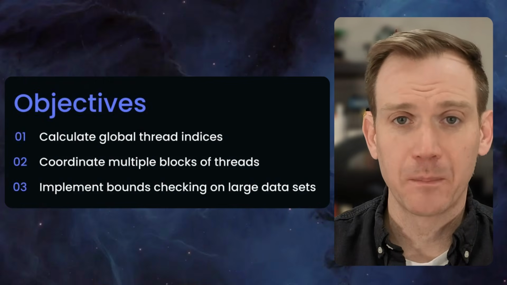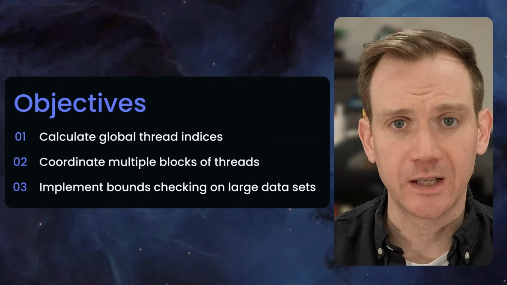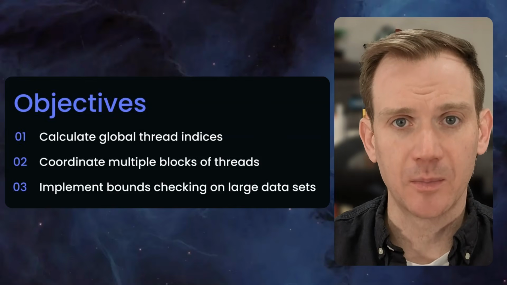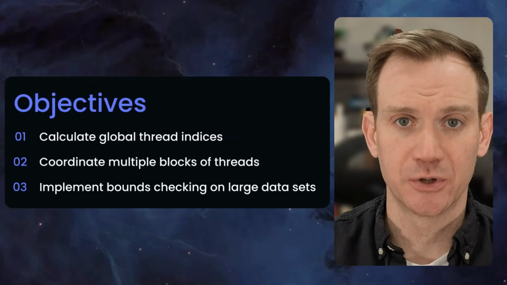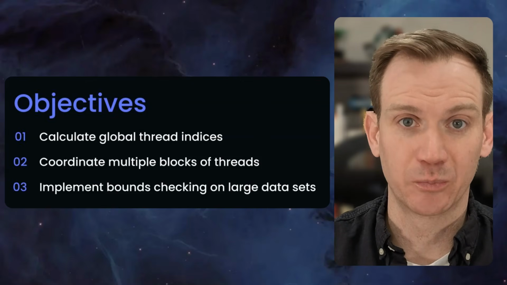Let's dive in. By the end of this tutorial, you'll understand a few key ideas. How to calculate global thread indices that span across multiple blocks, how multiple blocks coordinate to process data larger than a single block, and why bounds checking is essential when dealing with real-world data sizes. These concepts are the building blocks, pun intended, of all GPU programming. Once you master this pattern, you'll be able to scale your GPU code to handle datasets of any size.